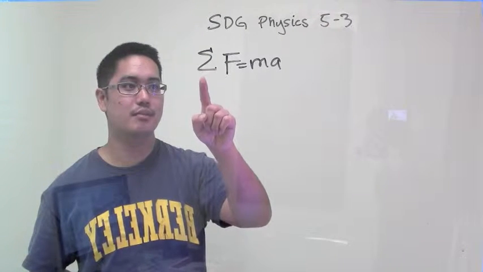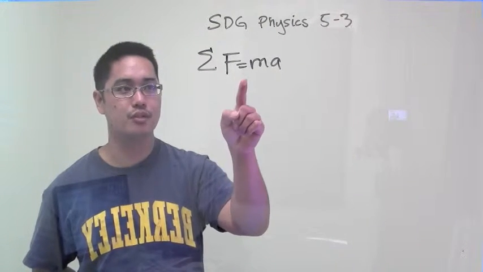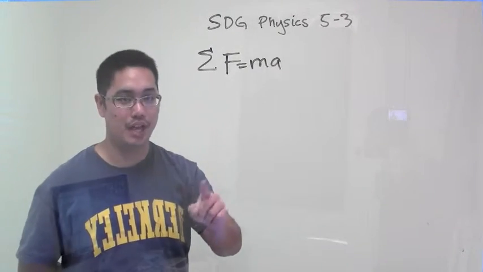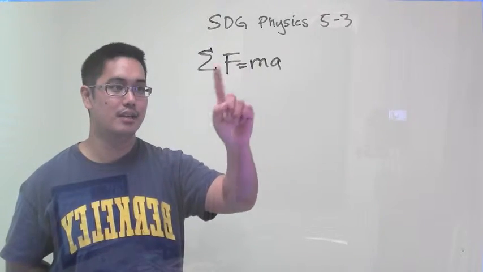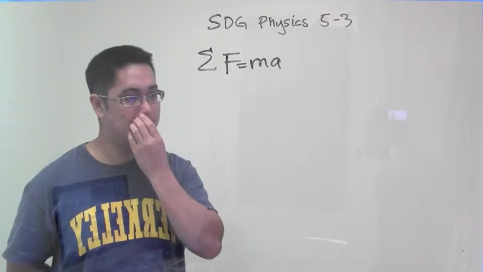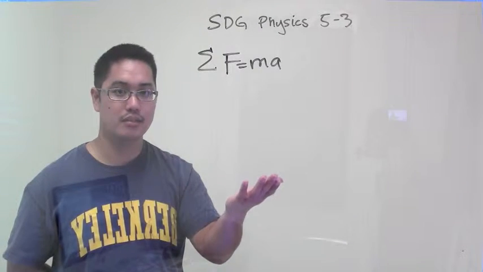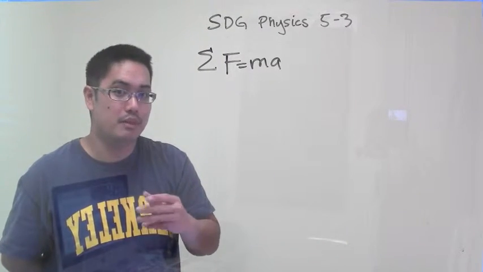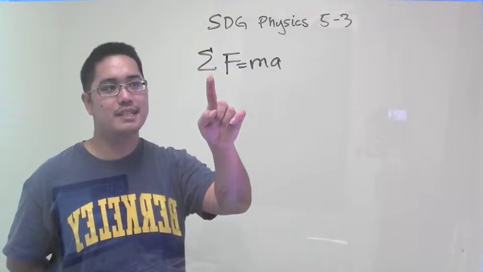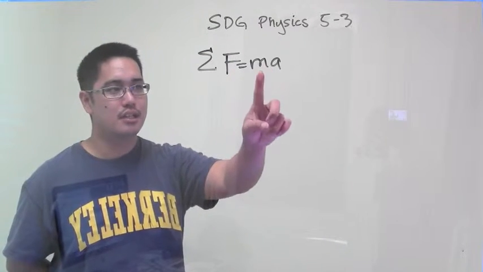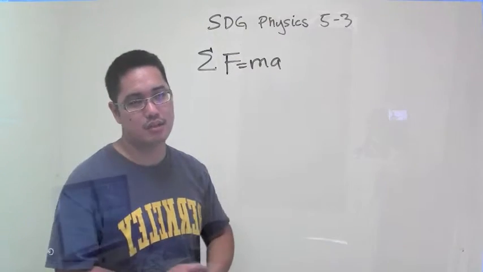So if I have sigma F, it means add up all the forces. If I had sigma M, it would mean add up all the masses. If I had sigma N, where N represents numbers, it would mean add up all the numbers. So it just means add up whatever it has. This right here is the mass, this right here is the acceleration.